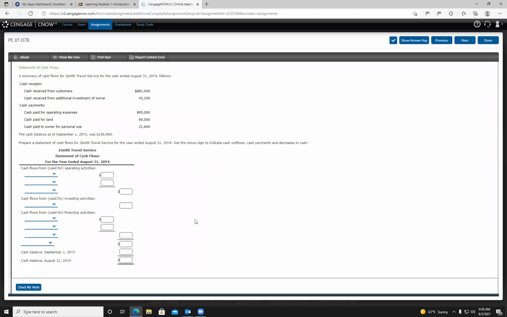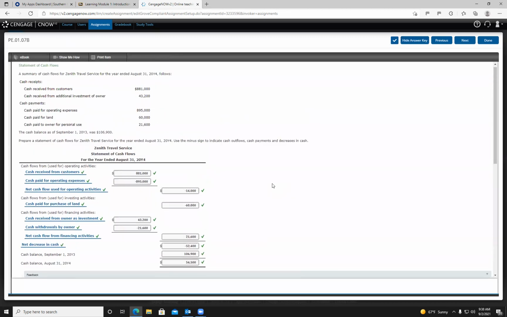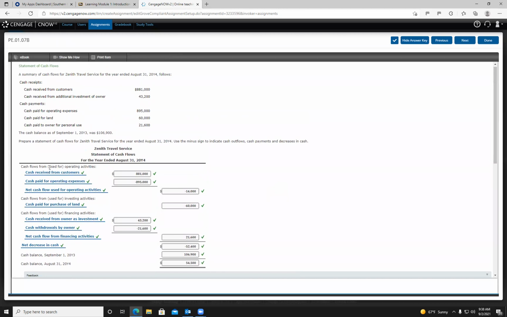So we'll do one more practice problem, and then that will be the end of this recording. So again, I'm just going to go ahead, for time purposes, and show the answer key so we can talk about it. For operating activities, you are going to go to the drop-down menu and select the appropriate account description.